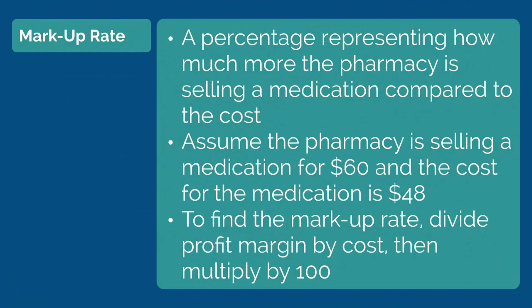Then we have the markup rate. This is a percentage representing how much more the pharmacy is selling a medication compared to the cost that it costs to us. So assume that we're selling a medication for $60 and the cost of the medication to us was $48. To find the markup rate, you divide the profit margin by the cost and then multiply by 100.